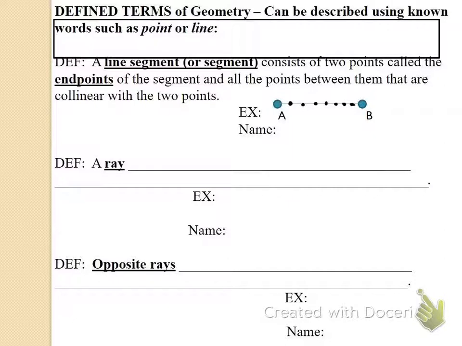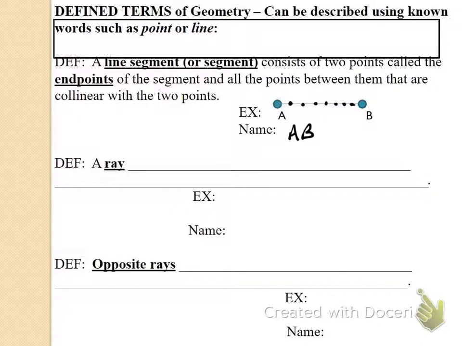Since those endpoints are the most important part of a line segment, when we name a line segment, we would use those endpoints to do that. So we'd call this line segment AB. You can't pick any 2 points on the segment that you want. We have to use the beginning and the ending point, okay?